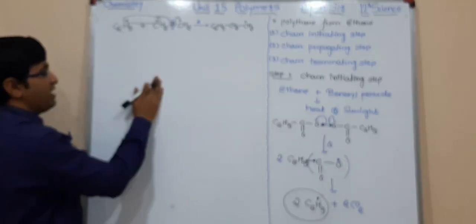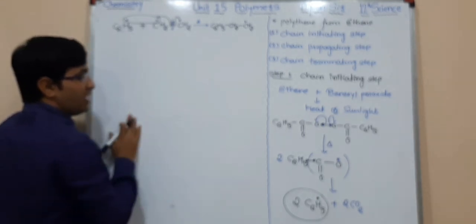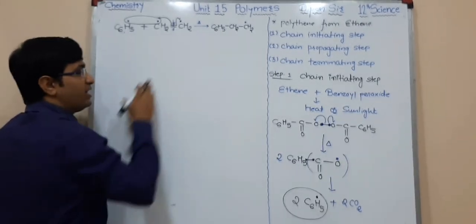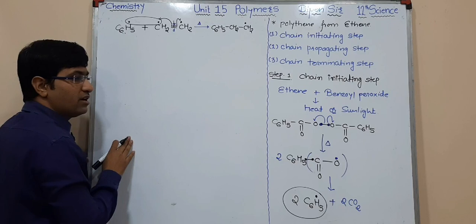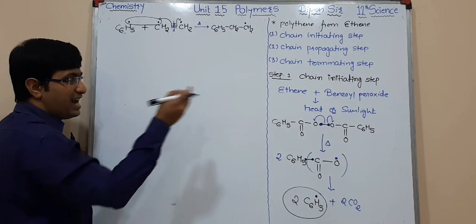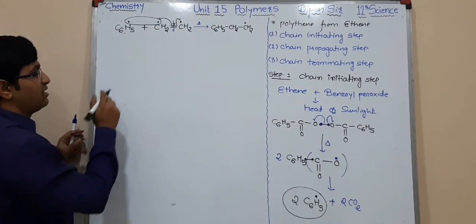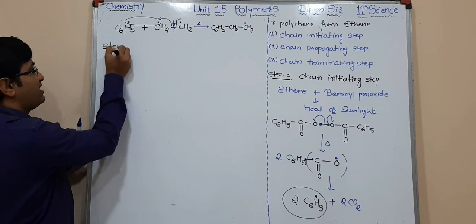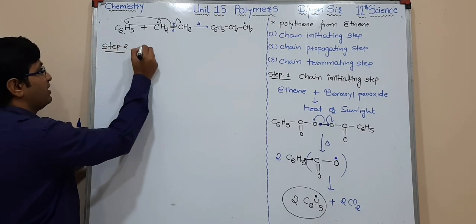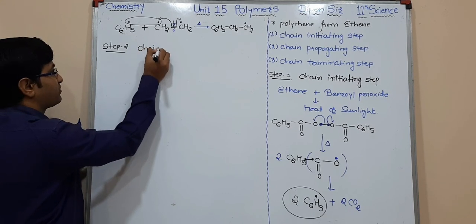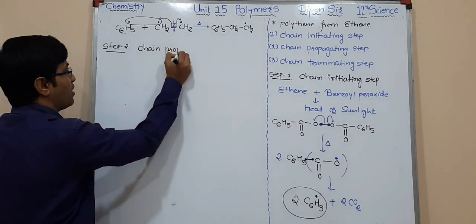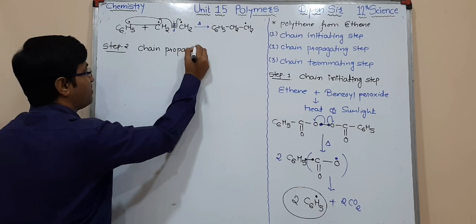Now this free radical formed here is going to react with another monomer of ethene. That step we will call the chain propagating step. So here we are going to write step 2, chain propagating step.